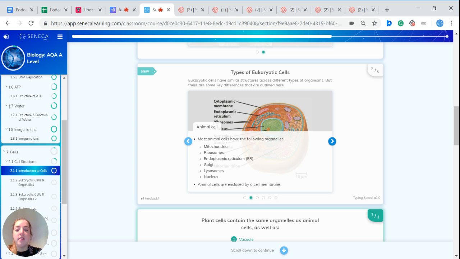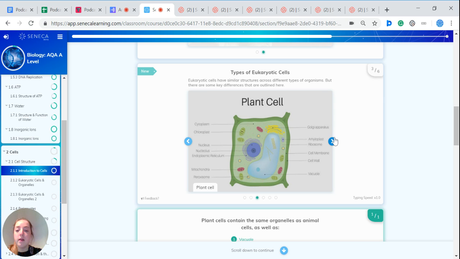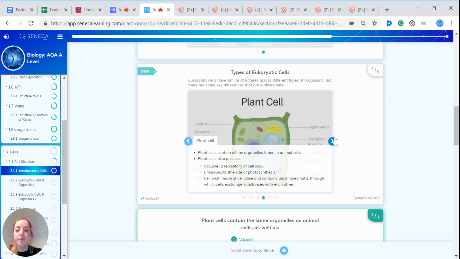An animal cell will have mitochondria, ribosomes, endoplasmic reticulum, Golgi, lysosomes, and a nucleus, and they are enclosed by a cell membrane. A plant cell has all those organelles which I just told you, but it also has a vacuole, which stores cell sap, has chloroplasts, which are the site of photosynthesis, and it has a cell wall. And this is made of cellulose and contains plasmodesmata, through which cells exchange substances with each other.